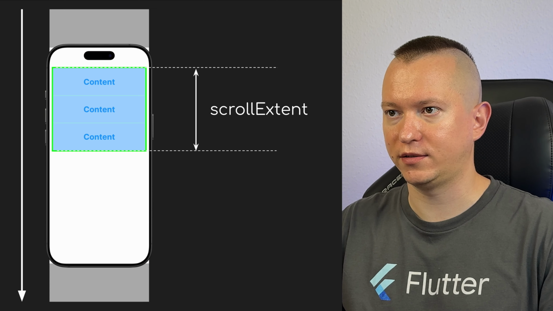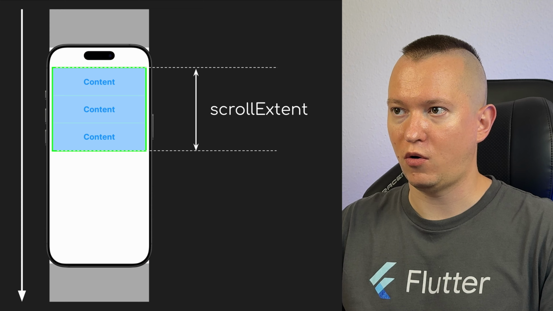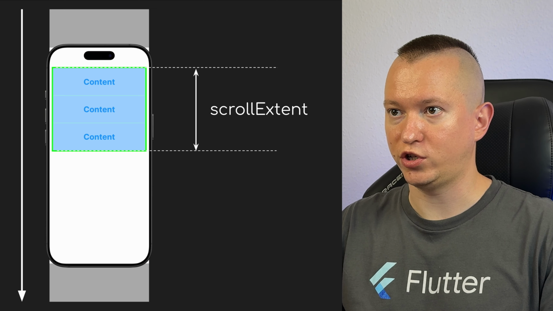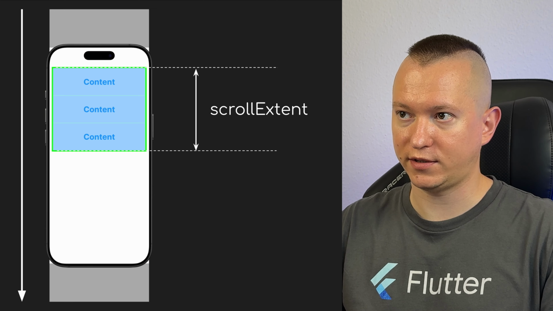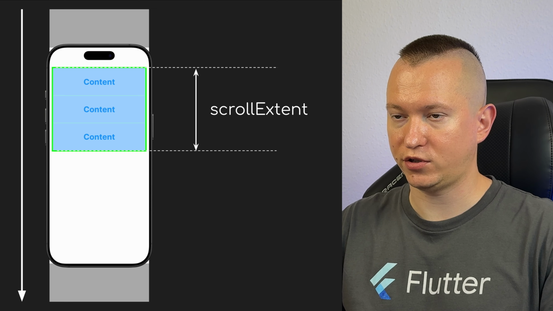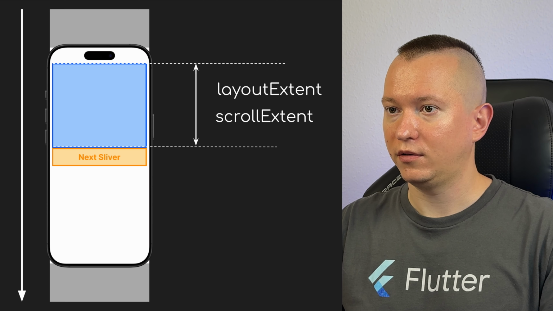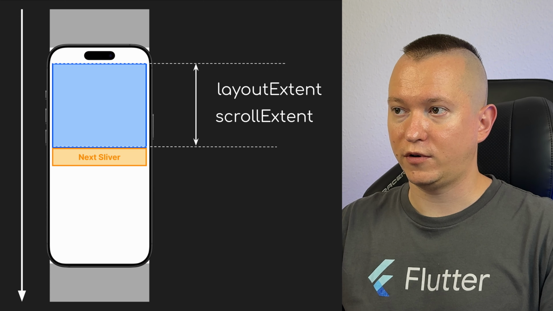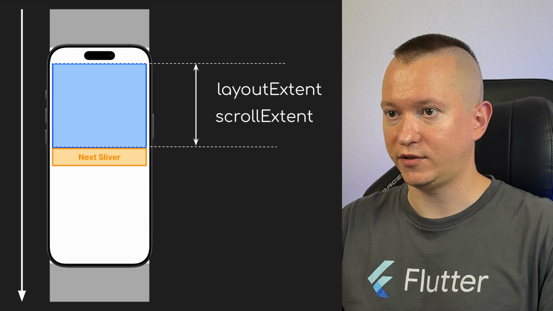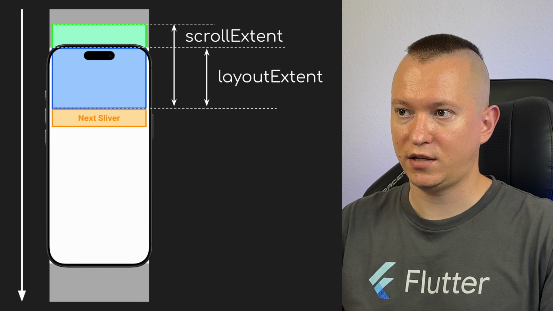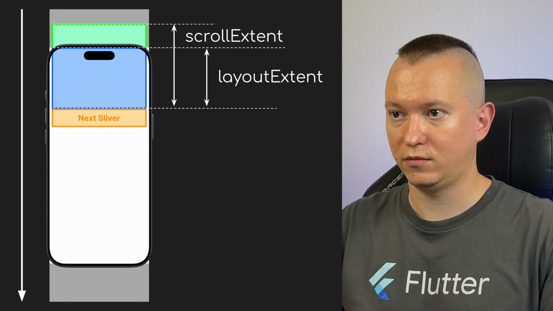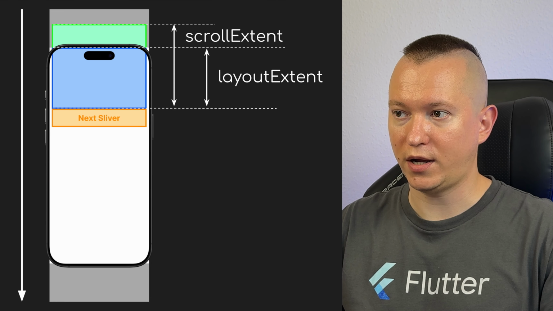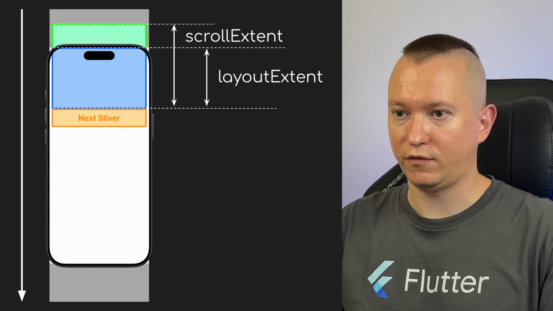Commonly, scroll extent is permanent for the sliver all the time, opposite to paint extent and layout extent, which change from 0 to scroll extent, while the sliver changes position. Layout extent is the distance from the first visible part of the sliver to the first visible part of the next sliver, assuming the next sliver constraint's scroll offset is 0. In other words, it shows how much space the sliver occupies within the visible part of the viewport.